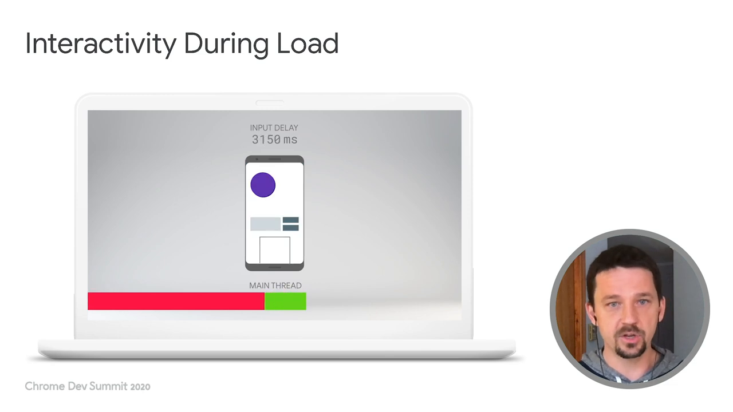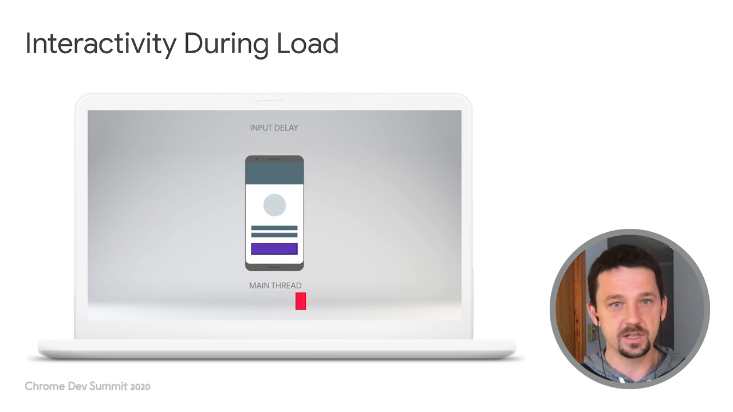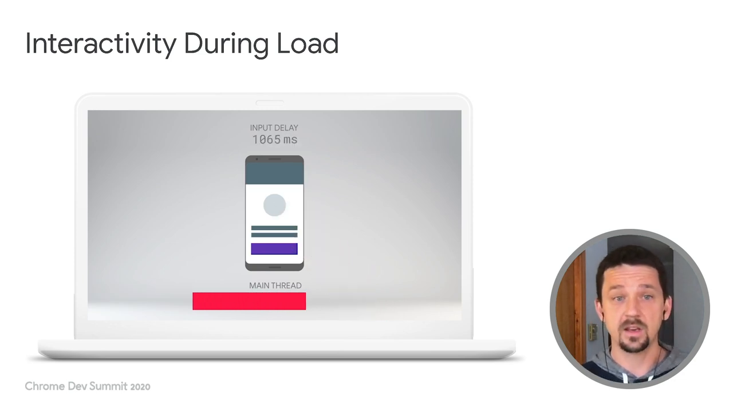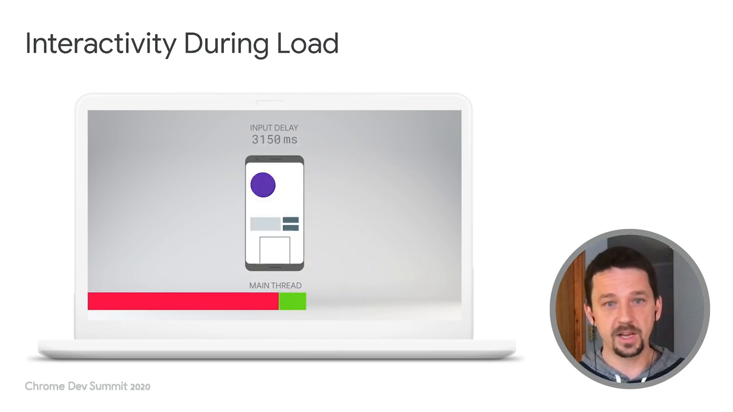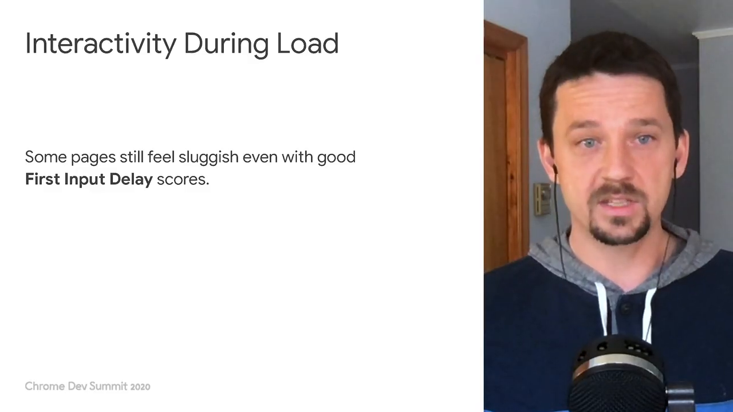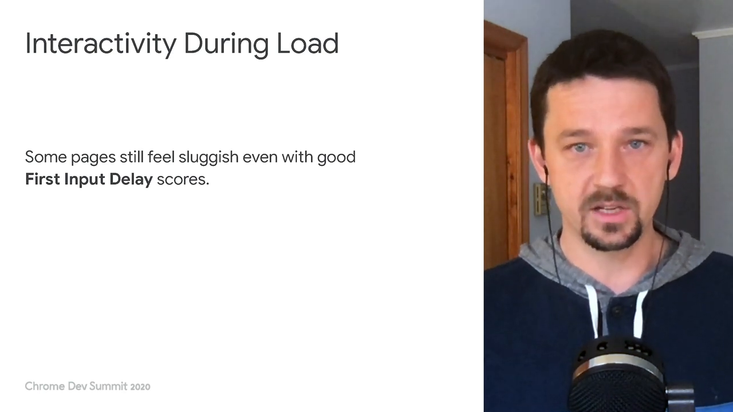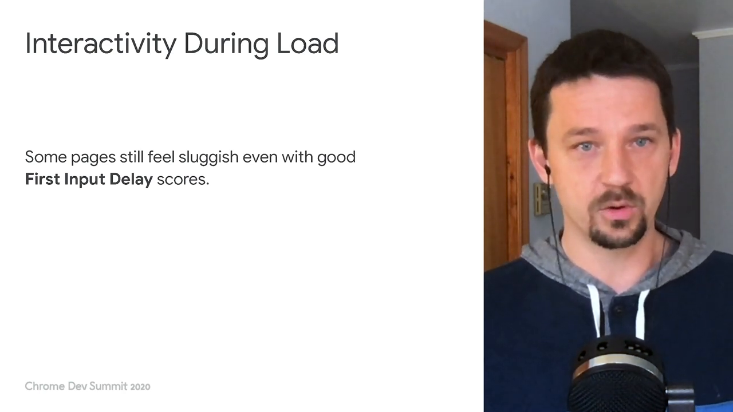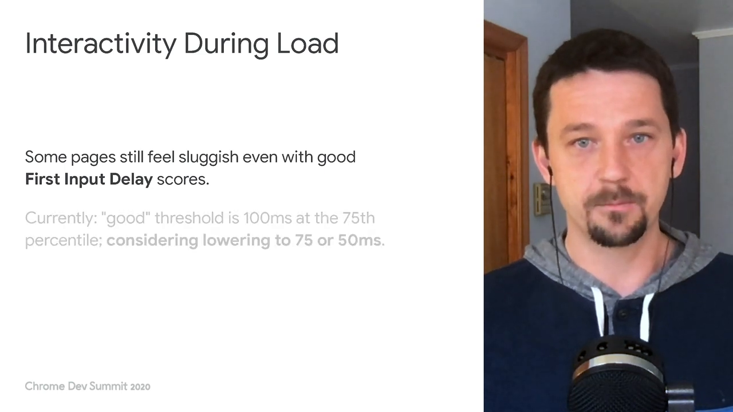Here's a quick animation that demonstrates how an input can be delayed due to the main thread being busy during load. In this example, the visual update came quickly as soon as the main thread was unblocked. But since First Input Delay doesn't include the time to handle the event and update the screen, and since delay is sensitive to the timing of user input, we found that some pages can have input which feels sluggish even when they meet the threshold for a good user experience on this metric.